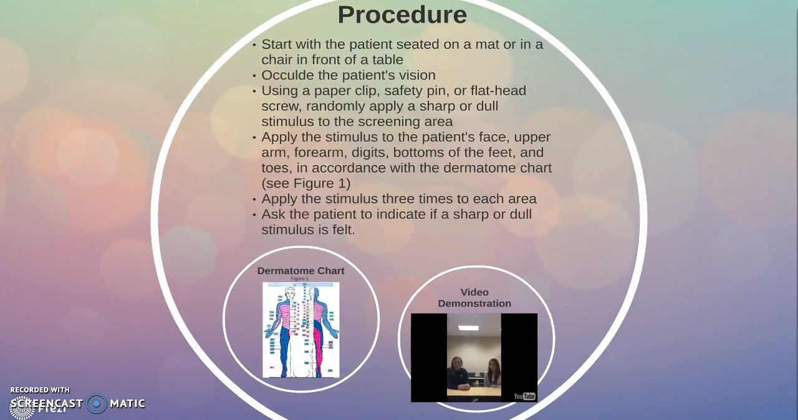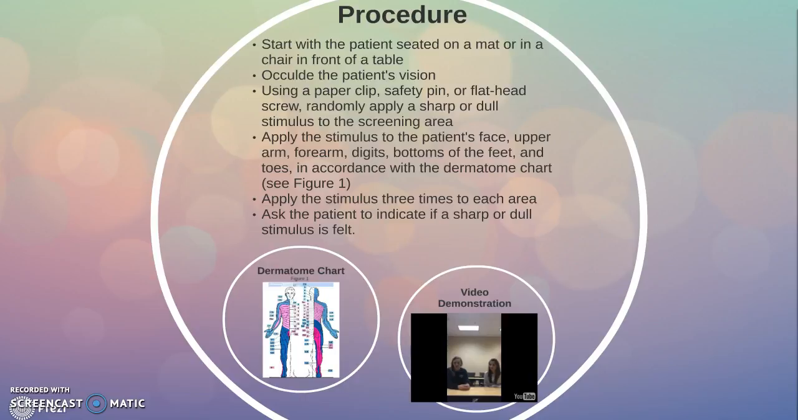The procedure for this screening is to start with the patient seated on a mat or in a chair in front of a table. Occlude the patient's vision. You may use a paper clip, safety pin, or a flat-headed screw. Randomly apply a sharp or dull stimulus to the screening area.